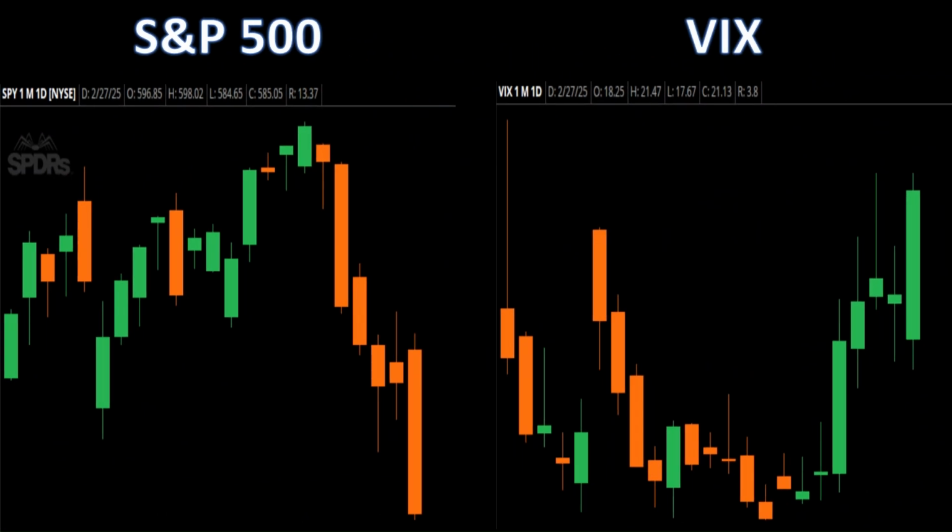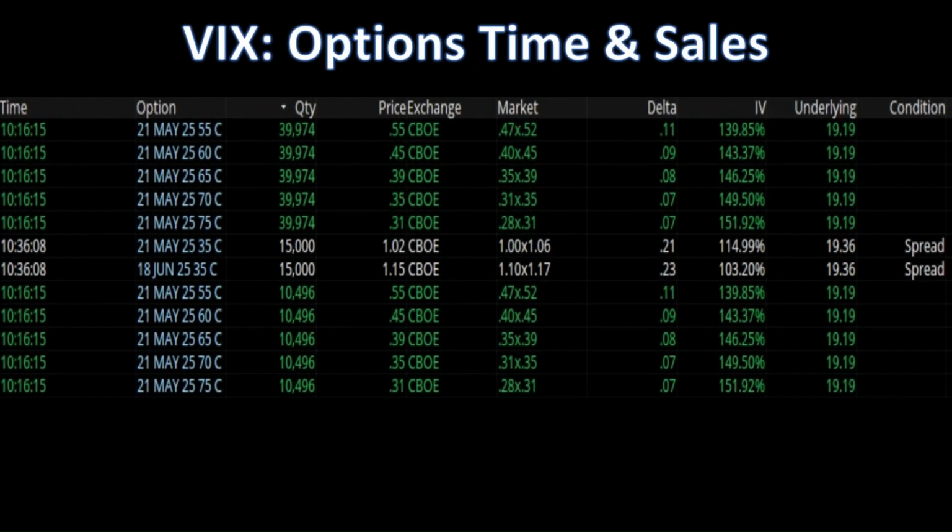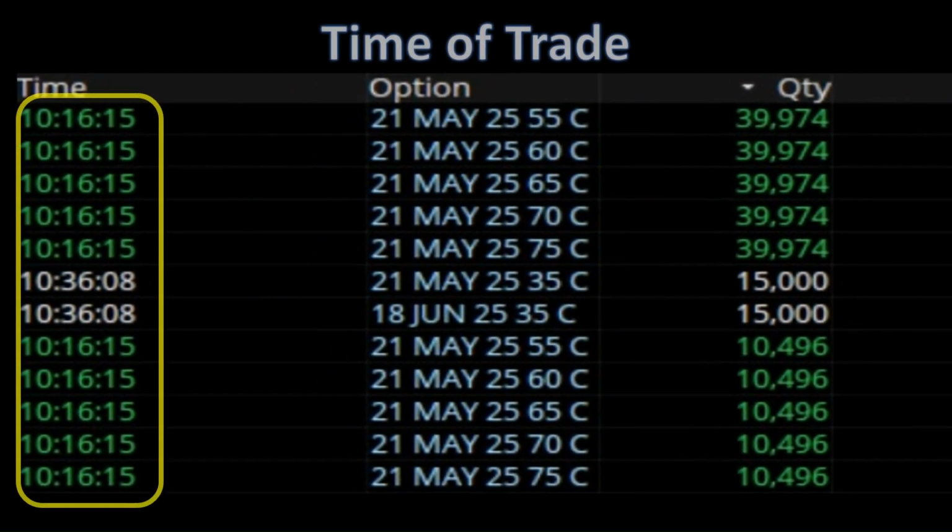Left-hand side, S&P 500. Right-hand side, that's the VIX. We can see the stock market's been weak over the past couple days. Same period of time, the VIX is going up. Now, this is the time and sales for the VIX options. And don't worry, we're going to take you through this step by step. It's actually very, very easy.